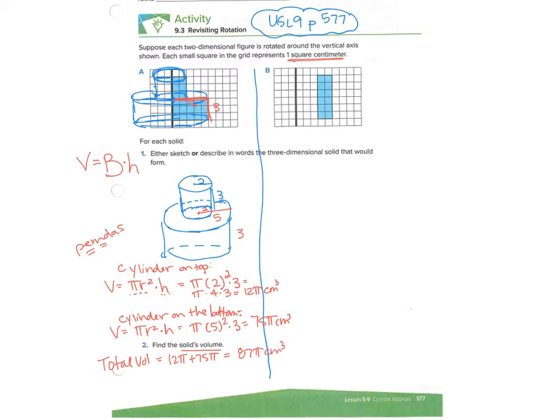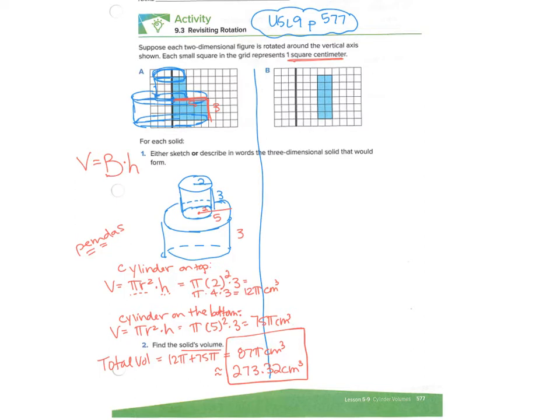If you did that in decimals, you would have 87 times pi on your calculator. Don't use 3.14, use the actual pi button, and you would have approximately 273.32 centimeters cubed. Those answers are the same. One is in terms of pi and one is not. So let's continue with B.